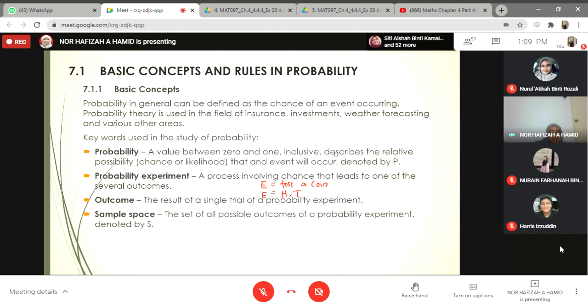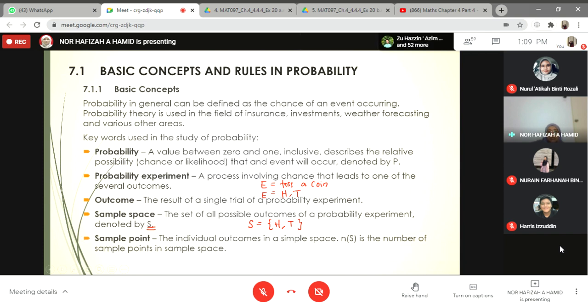Then we have sample space, the set of all possible outcomes. Sample space is like the outcomes, but it has its own notation. For sample space we use capital letter S, and you write your outcomes in curly brackets. For example, S equals {head, tail}. Sample space is fixed: you must use S, the capital letter S, to represent sample space. For events or experiments it is not specific, you can choose any capital letters.